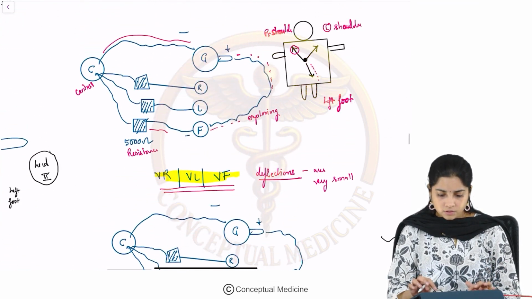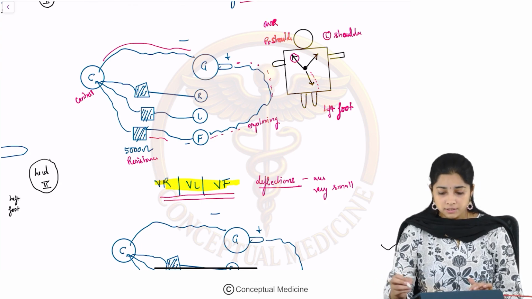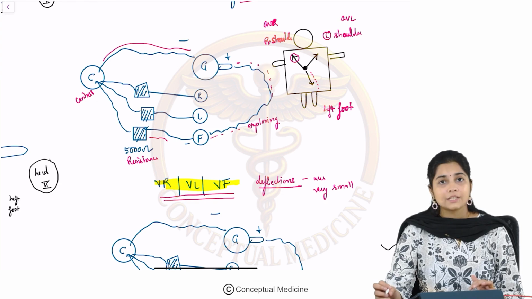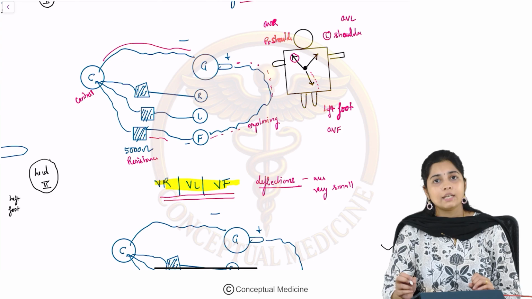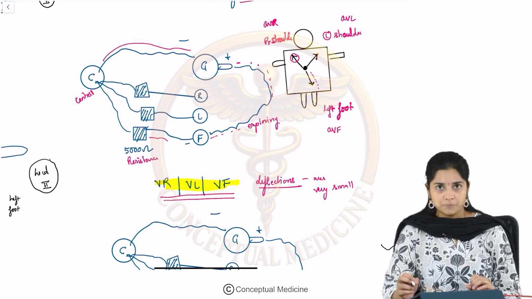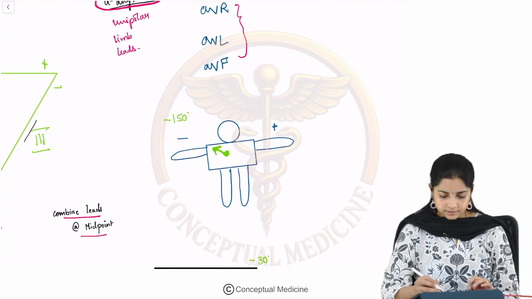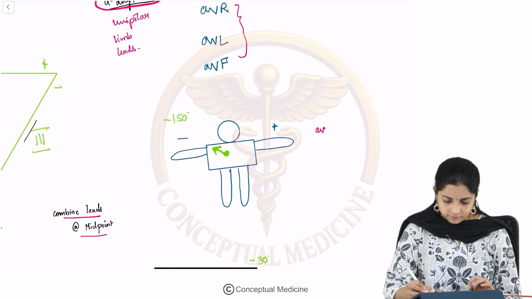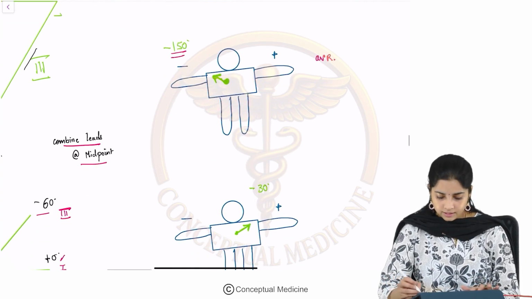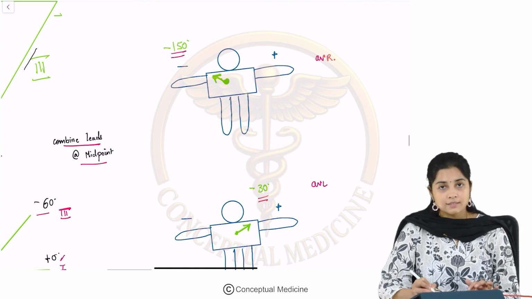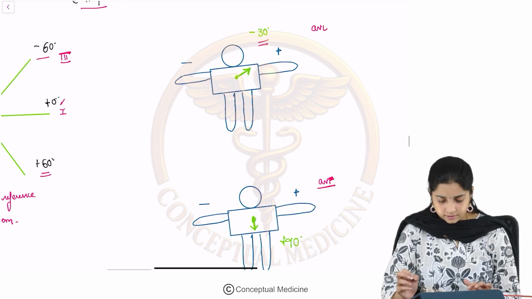So we can say that the AVR detects the electrical activity towards the right shoulder, the AVL detects the electrical activity towards the left shoulder, and the AVF detects the electrical activity towards the left foot. That is about your unipolar limb leads. This is your AVR, towards minus 150 degrees, AVL towards your minus 30 degrees, and AVF towards plus 90 degrees.